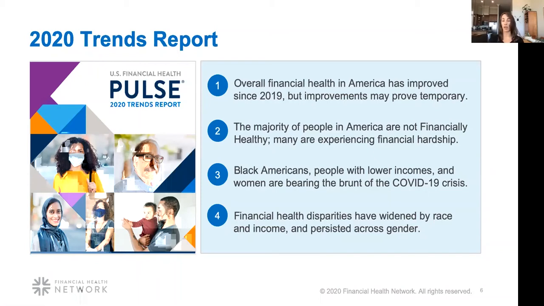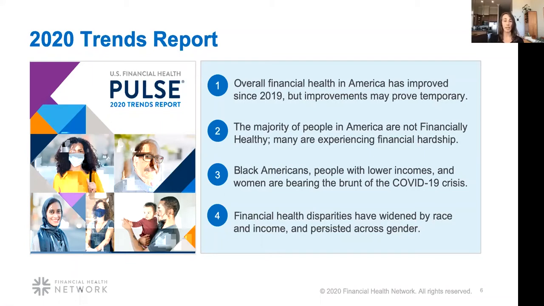How could financial health improve over the past year in the midst of this ongoing unprecedented pandemic that has caused millions of jobs to be lost over the last couple of months? How on earth could financial health improve against that backdrop? But as we dug deeper, we began to see that the improvements that we observed at the national level appeared to be driven by a confluence of one-time interventions and events related to the pandemic.